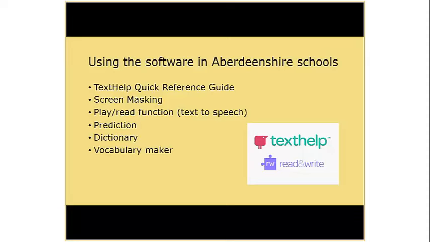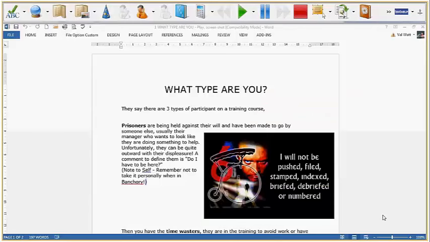Here are some of the basic features of the Read and Write programme that will help to make a digital curriculum accessible to all. I'm going to show you some of the functionality of Text Help Read and Write in order to meet the needs of learners in your school. The version of Read and Write software I'm using at the moment is version 10. Your schools may be on version 11. The icons and tools along the top may look slightly different, but the basic principle is the same.